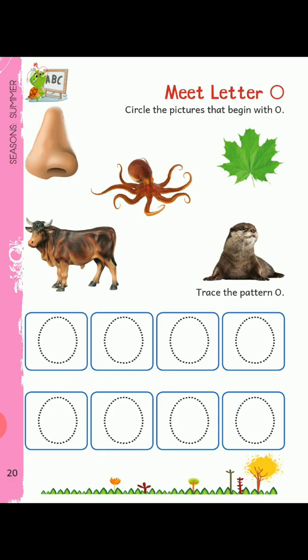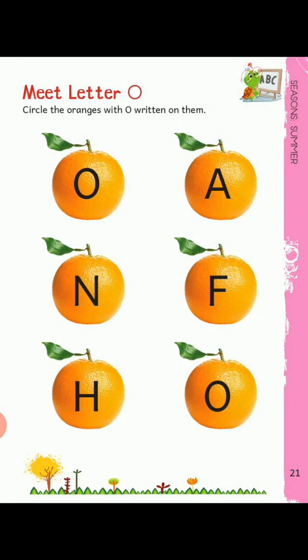Okay, students, now check the second part. Here we have been given a pattern to trace. Yes, we will make letter O. After tracing, trace the whole dotted area. Clear?